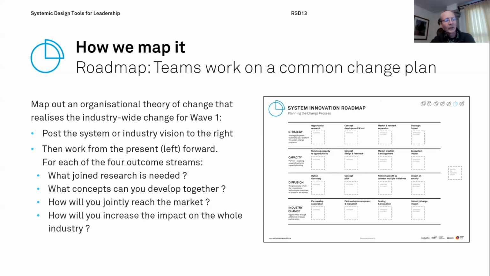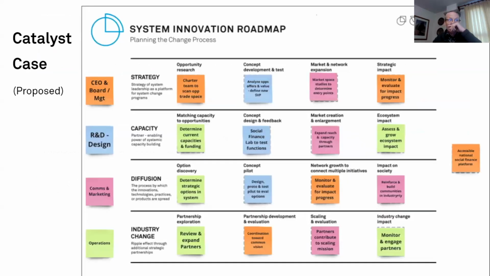And working with a lot of different logic models and theories of change, I found that in the translation to an industry or commercial context, there are 4 different kinds of programs that can be led by different parts of the company to answer these questions. What kind of research and development is needed? What concepts are going to be developed for that industry impact? How will you reach the marketplace? How do you increase the impact?